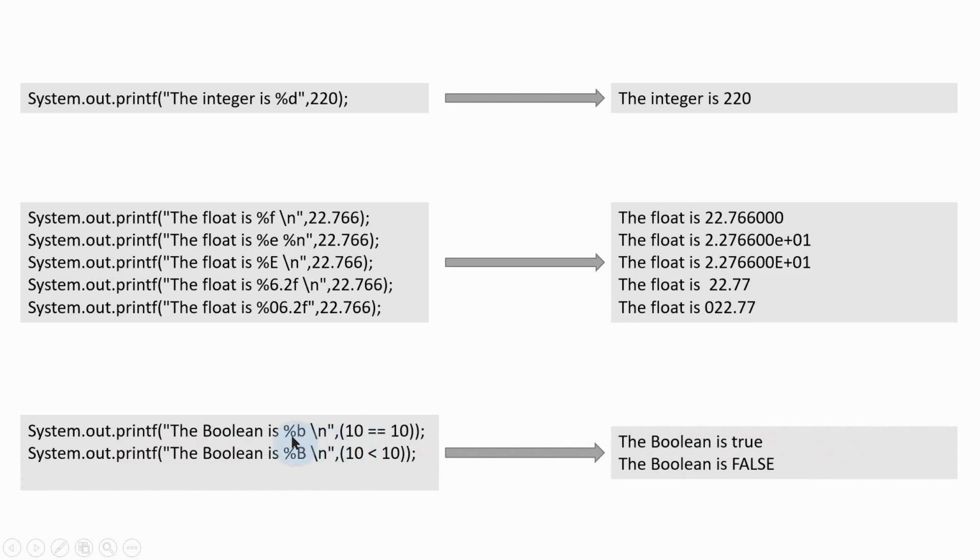And then the percentage b I have used, small b. Since 10 is equal to 10, this condition is satisfied. Then I got lowercase true as a value here. And then I have used a condition 10 less than 10. Obviously it will return a false. Then that false will be displayed in the place of format specifier percentage uppercase B I have used here. Then automatically I will get a false in uppercase in the display like this.